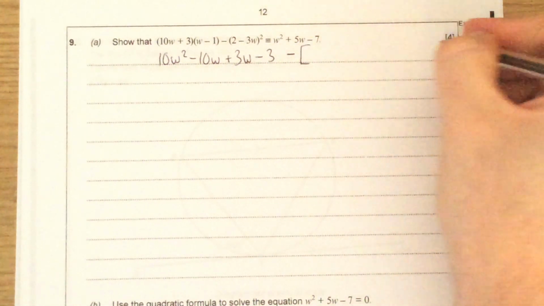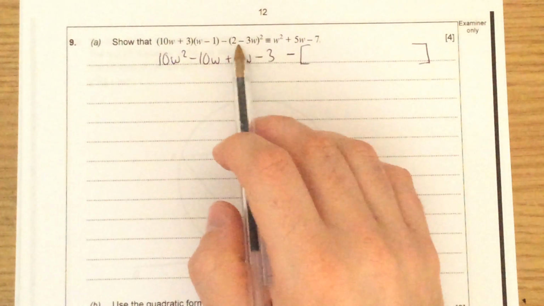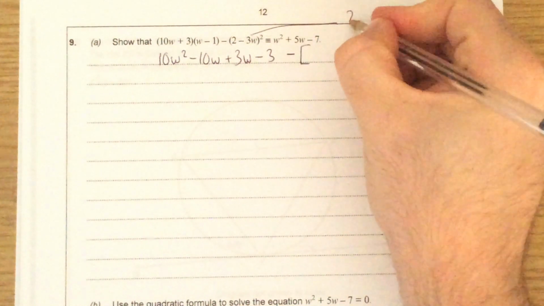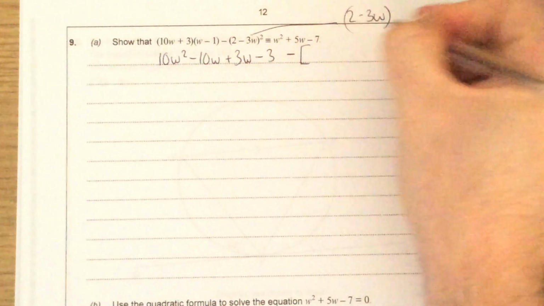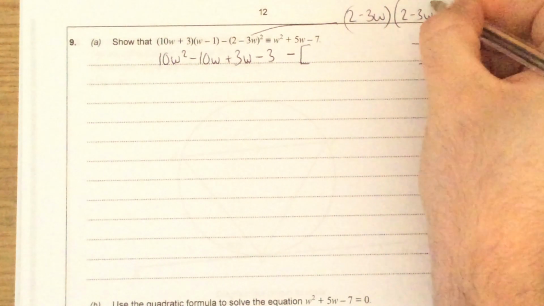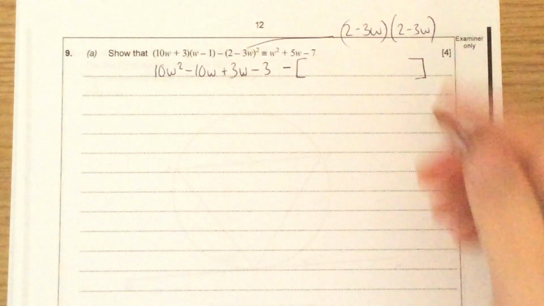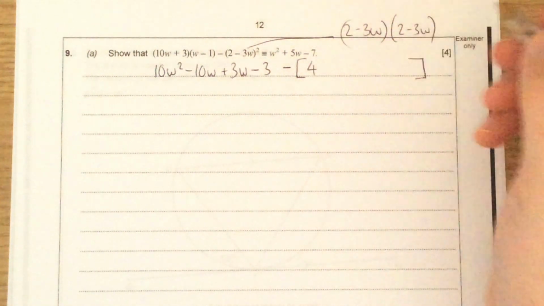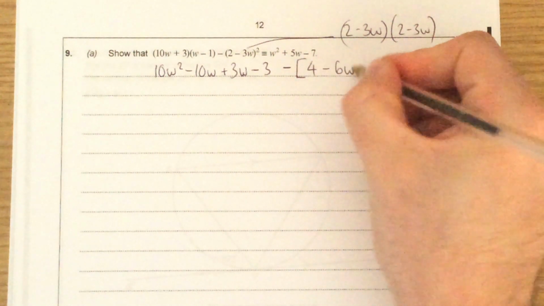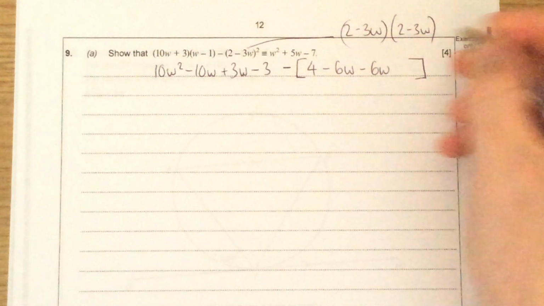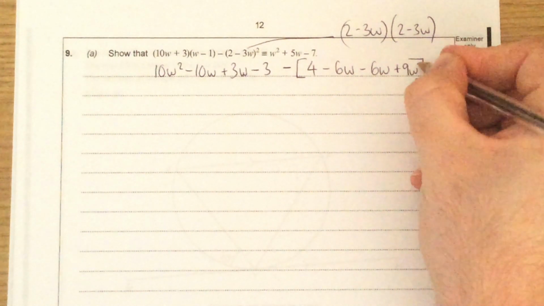So I'm going to put the minus sign that's there, and then I'm going to remember that it's going to be take away all of these terms. So this is going to be a version of FOIL, because this means 2 minus 3w times another 2 minus 3w. So I'm going to do FOIL again. So first is going to be 4, outside is going to be minus 6w, inside is going to be minus 6w, and last is going to be plus 9w squared.